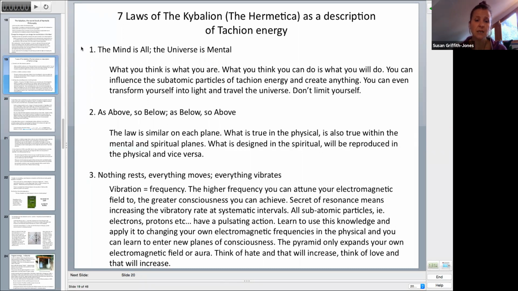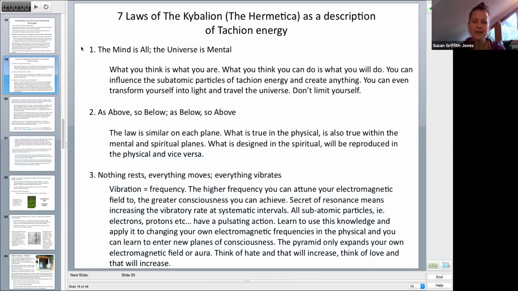The third one: nothing rests, everything moves, everything vibrates. Vibration is frequency. The higher frequency you can attune your electromagnetic field to, the greater consciousness you can achieve. And as we said, this can be done in the pyramid. Secret of resonance means increasing the vibratory rate at systematic intervals. All subatomic particles, i.e. electrons, protons, etc., have a pulsating action. Learn to use this knowledge and apply it to changing your own electromagnetic frequencies in the physical, and you can learn to enter new planes of consciousness.